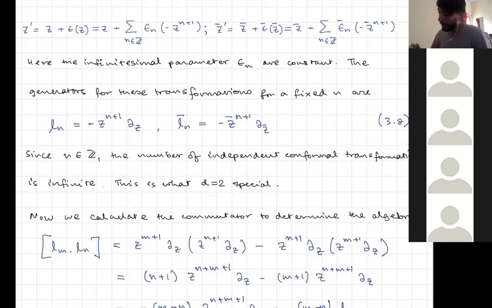Very good. Now, it's very straightforward to see that if you have something which is z to the n, this is going to be generated by these small l_n's, which are z to the n plus 1 del z.